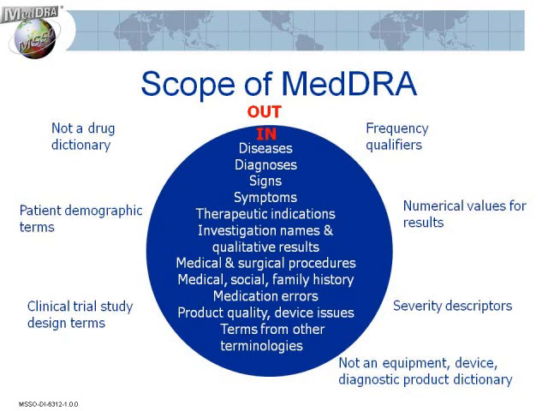MedDRA includes terms related to medication errors which can lead to adverse events. So terms related to overdoses, for example, are included. Also within the scope of MedDRA are product quality and device issues, such as product contamination and sterility issues, label and packaging issues. MedDRA includes terms inherited from legacy terminologies like COSTART, HARTS.